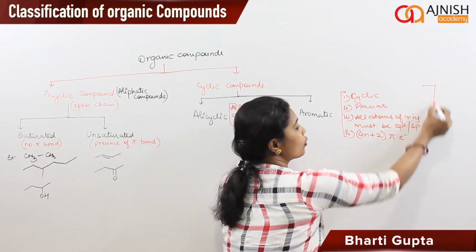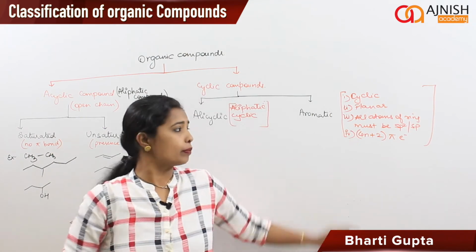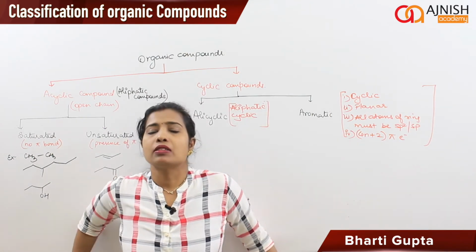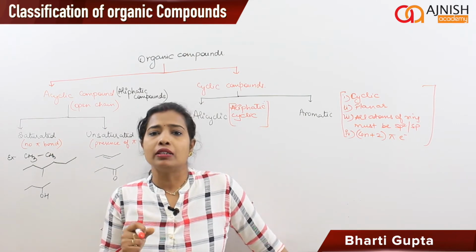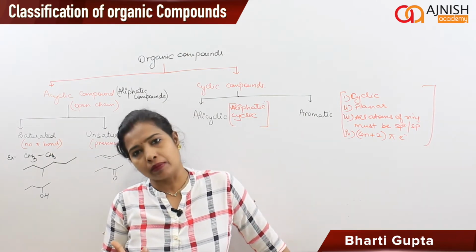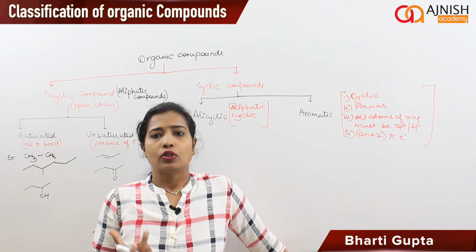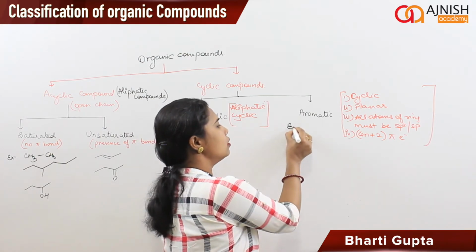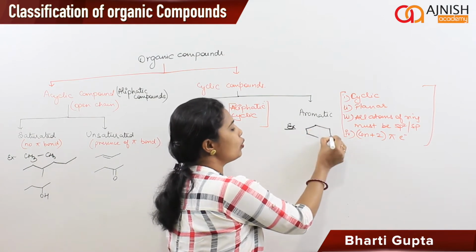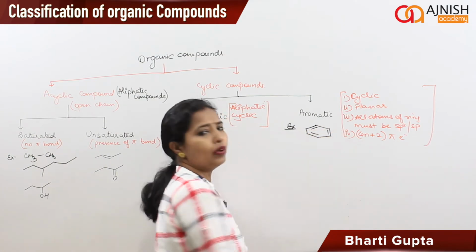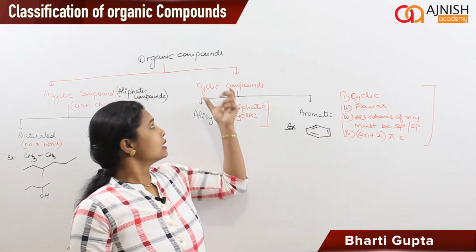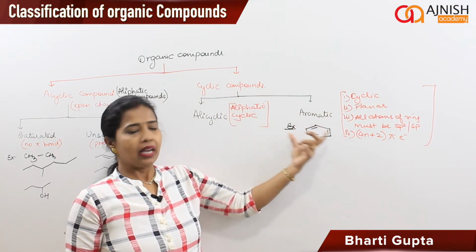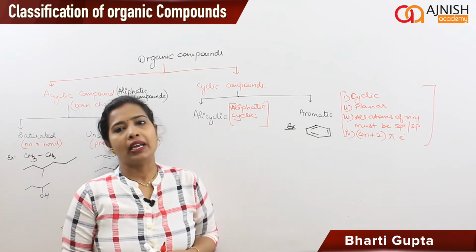The number of pi electrons present inside the ring must be 4n plus 2. This rule is called Huckel's rule. Anyway, in some other video I will discuss in detail what aromatic compounds are. As of now, we know very well that benzene is a very good example of an aromatic compound. So cyclic compounds, if aromatic, will come here, and others will come under the category of alicyclic.